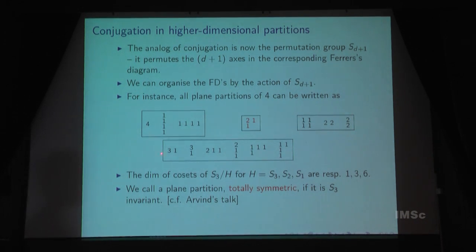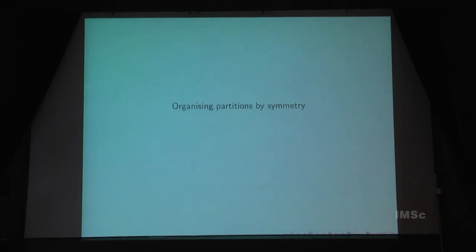So I did that for the case of plane partitions where it becomes S3. There are 3 axes. And now again Rajesh's earlier remark, remember these all get related. So you only see one which is very, very special. This one is invariant under S3 action. It goes to itself. So we call such partitions totally symmetric plane partitions.